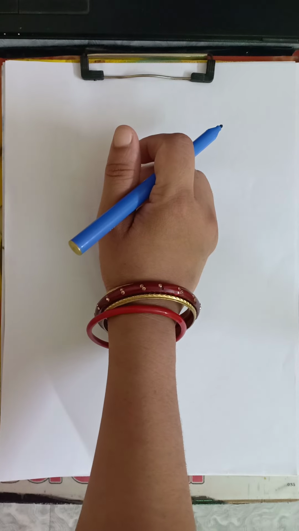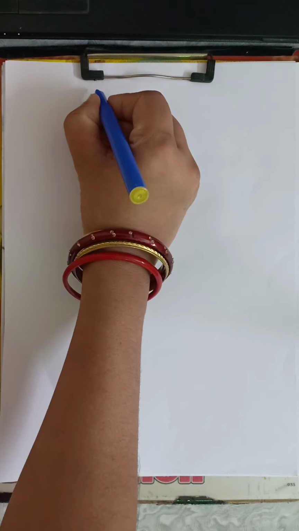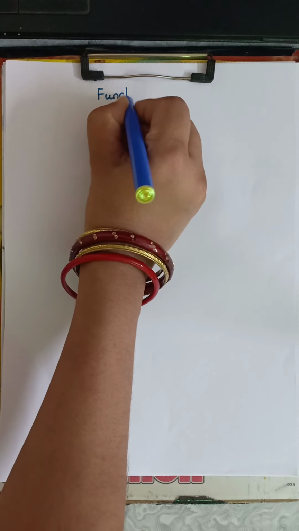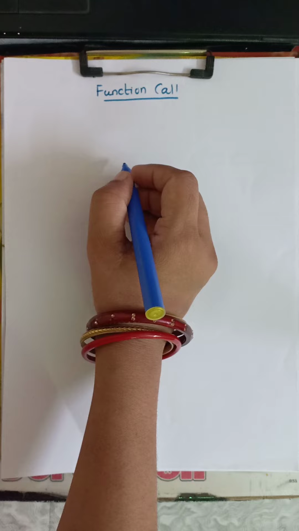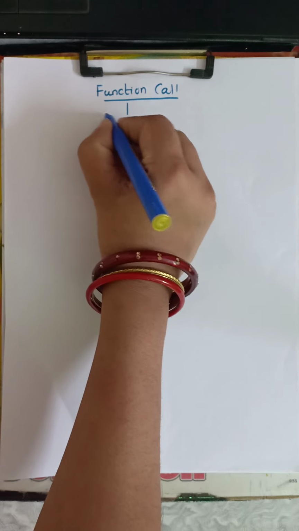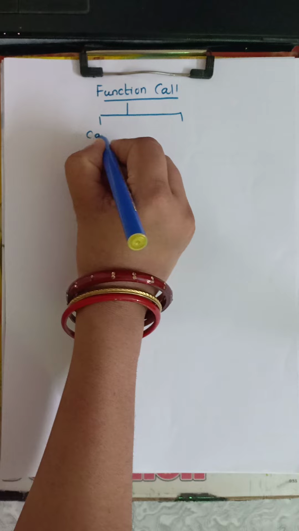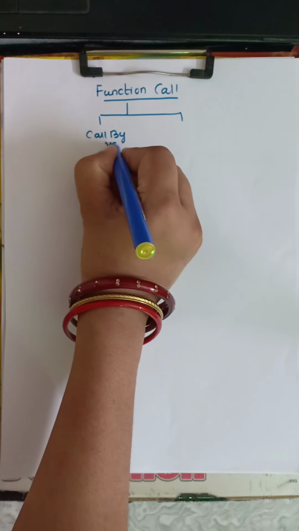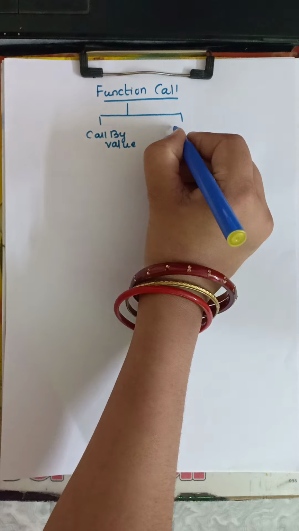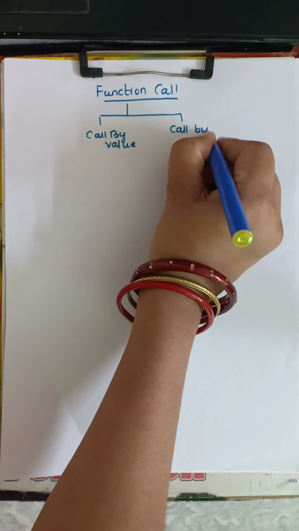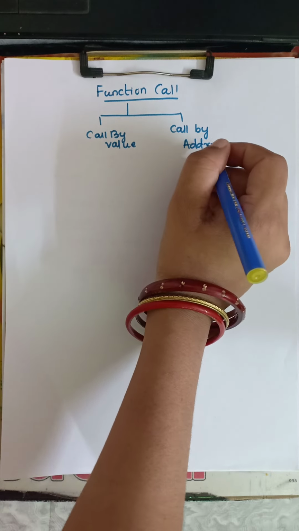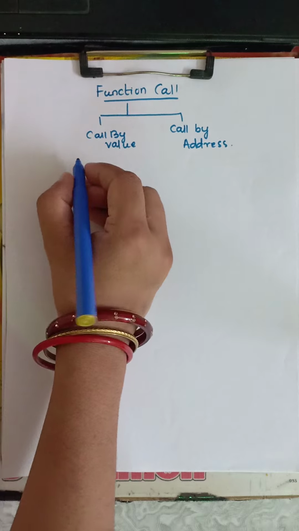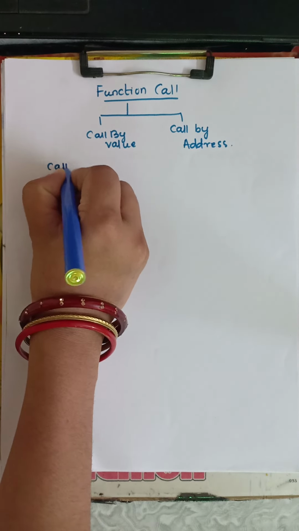Hello everyone. Today we are going to start with the function call. Our function call has two types. One is call by value, and another one is call by address. First we are going to discuss call by value.